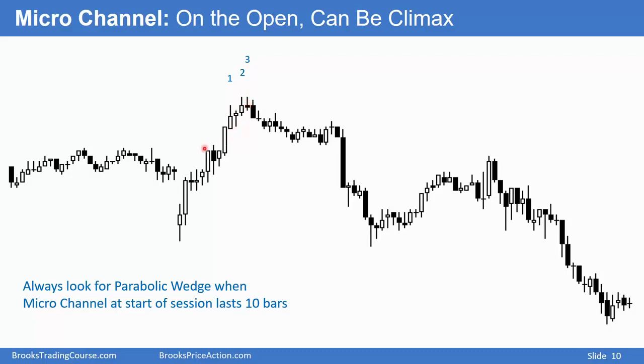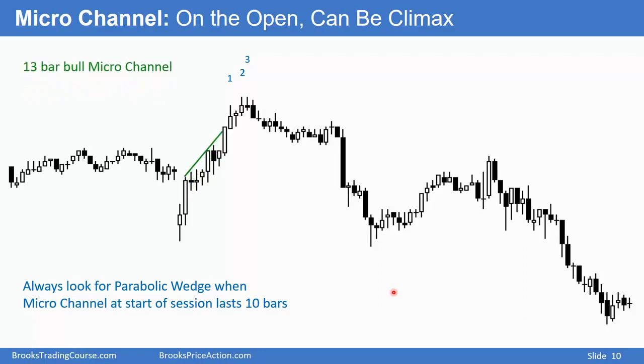Is the parabolic wedge 1, 2, 3, or 1, 2, 3, 4? It doesn't matter. It's a series of buy climaxes on the open, and you have to be thinking about a possible parabolic wedge. And as often happens after a parabolic wedge, especially on the open, you get a pullback, and it forms a tight bear channel lasting about 10 bars, and then the market decides whether it's going to resume up or reverse down. Here, we get a big bear breakout, probably at least a measuring gap for at least a couple legs down. 1, pullback, 2.